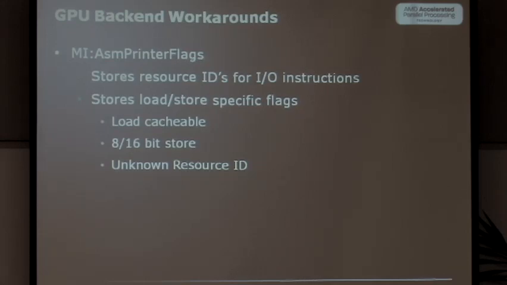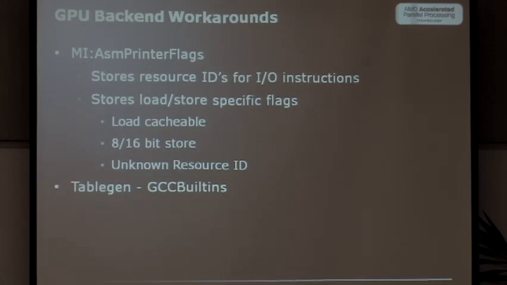Because once this becomes an 8 or 16-bit store, I then have to go find all the I/O instructions that have that same ID and modify what the machine instruction is. Is this a known or unknown resource ID? If it's not a known resource ID, I have to go by default down the slow path.